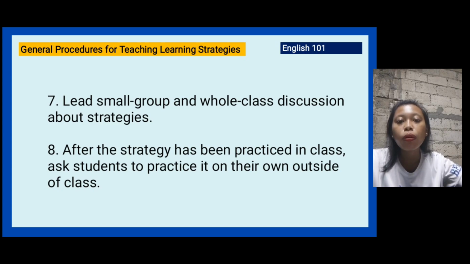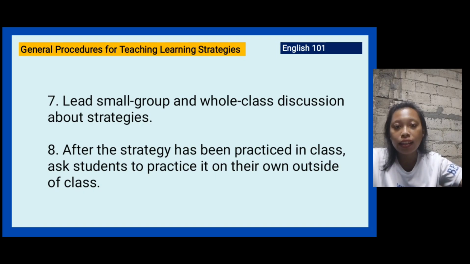Number 7, lead a small group and whole class discussion about strategies. Sharing helps them learn from each other's experiences and also discover new ways to learn. Example, groups discuss what the strategies help them remember. That's number 7: lead a small group and whole class discussion about strategies.